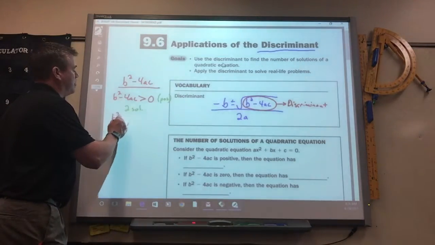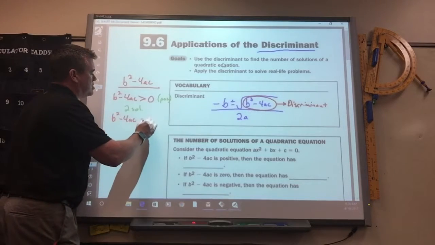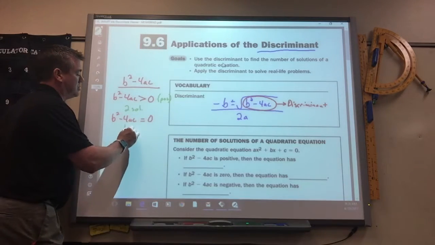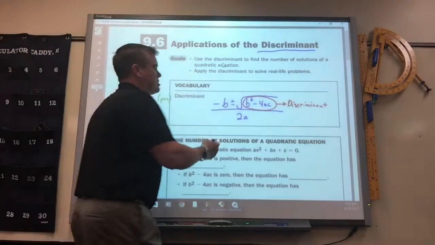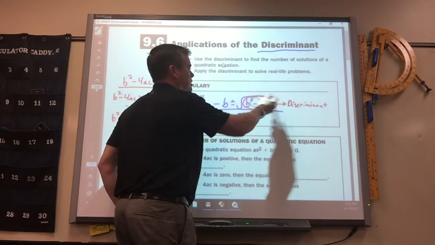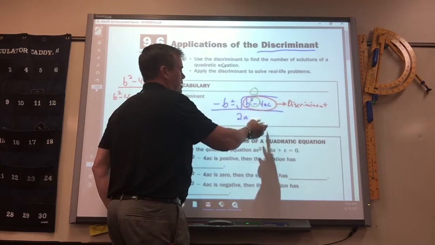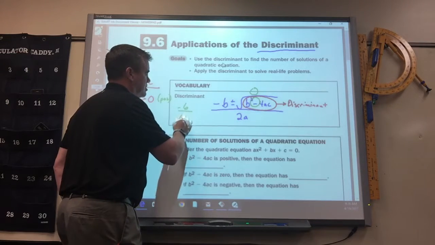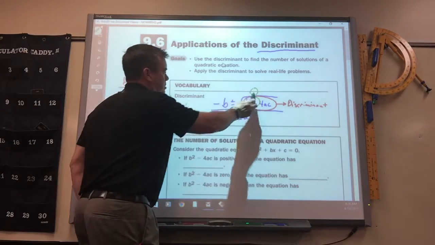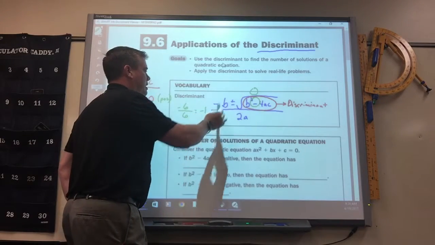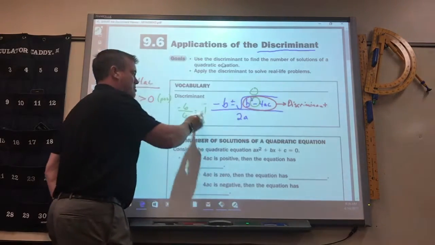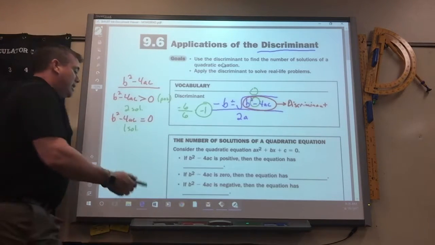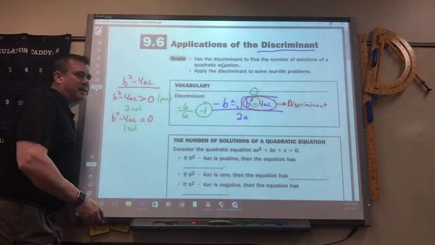If b squared minus 4ac equals 0, then you just have one solution. Because what happens is, let's say this turns out to be 0. Square root of 0 is 0. So like if this number is negative 6 and this number is 6, negative 6 plus 0 divided by 6 is negative 1, and negative 6 minus 0 divided by 6 is negative 1. Right? Make sense?